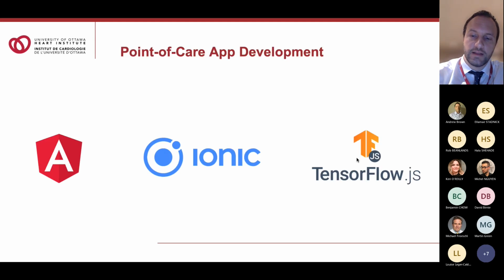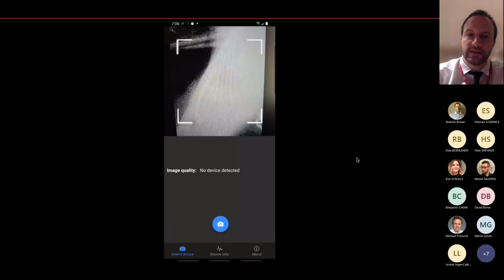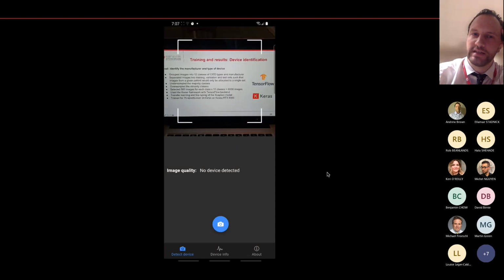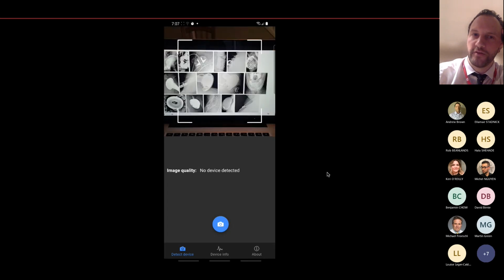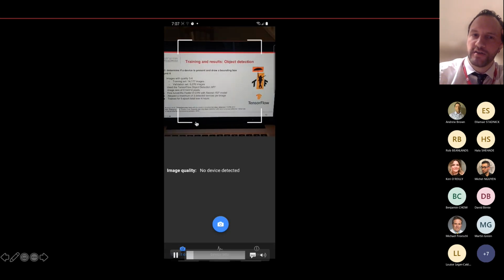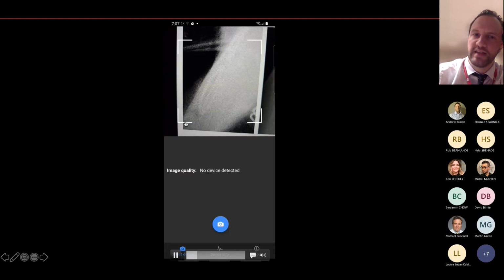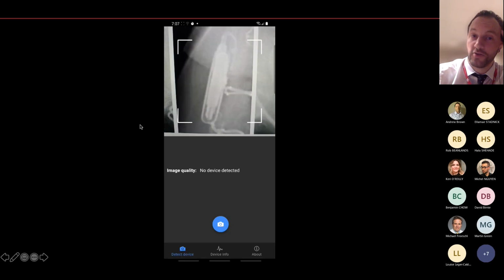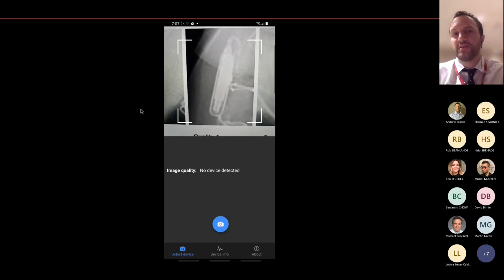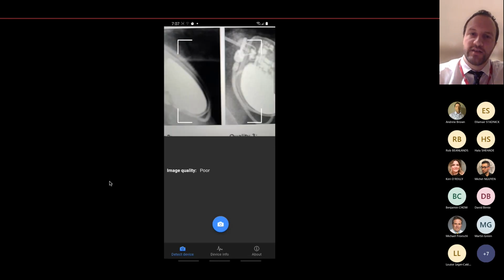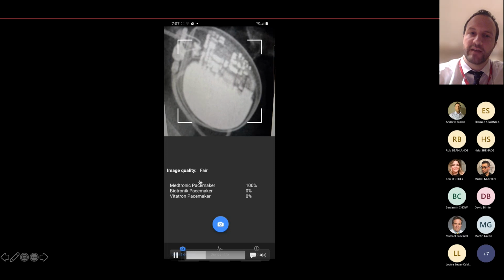We designed and implemented an app using the Ionic framework and the TensorFlow.js machine learning framework. And here's a kind of tour through some of these slides you've already seen, but through the viewfinder of the app. And you can see there's markers on the viewfinder that are white, and these indicate whether the quality of the image is good enough to provide a prediction. So as long as they're white, there's no device detected, and there's some image quality feedback that has been given.